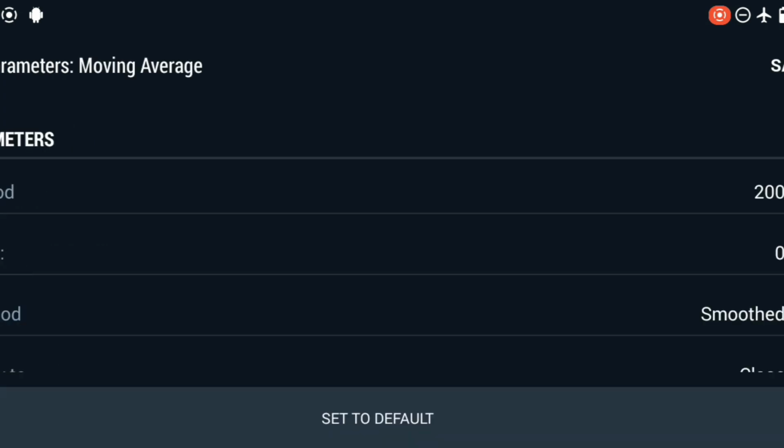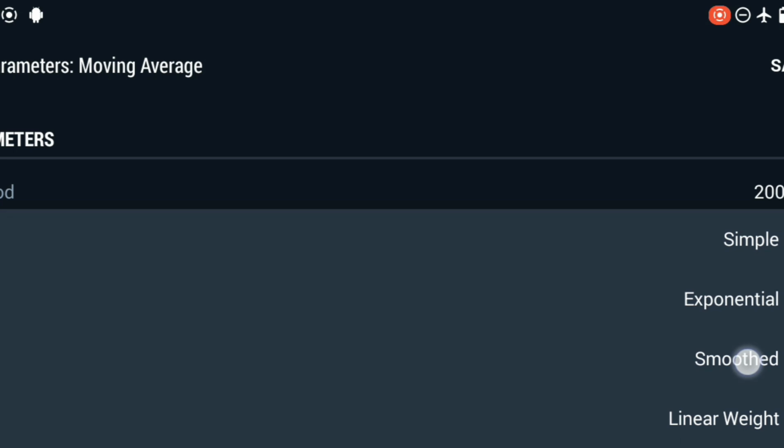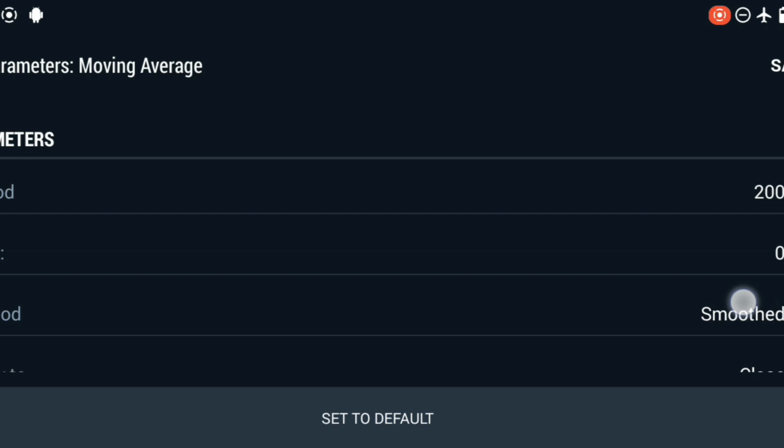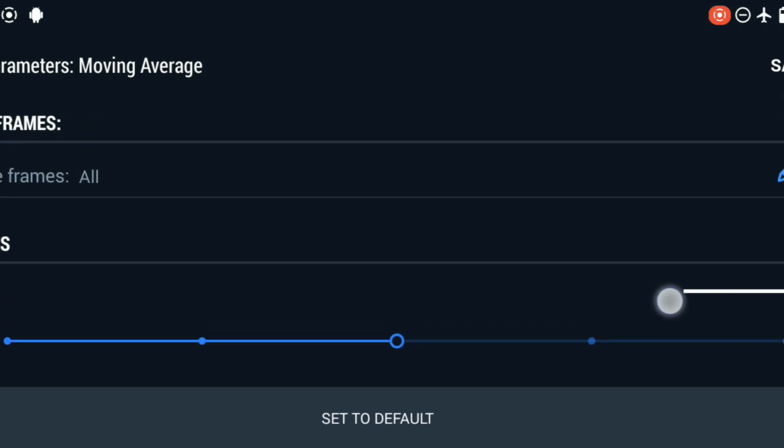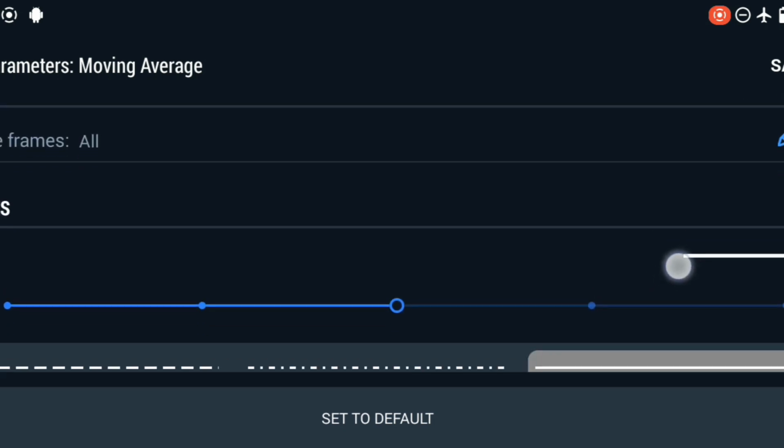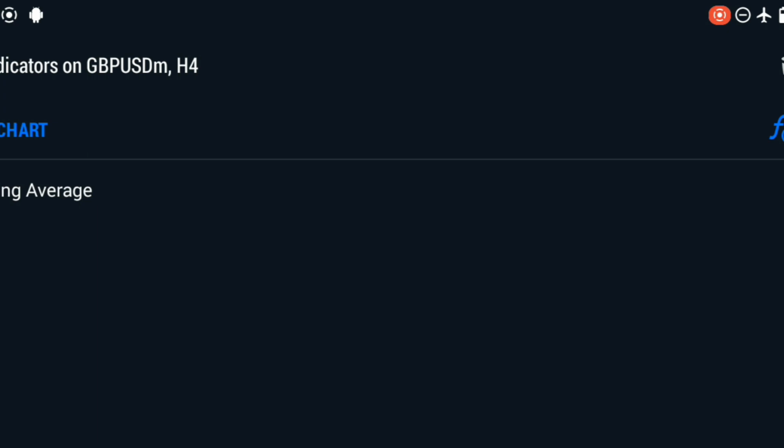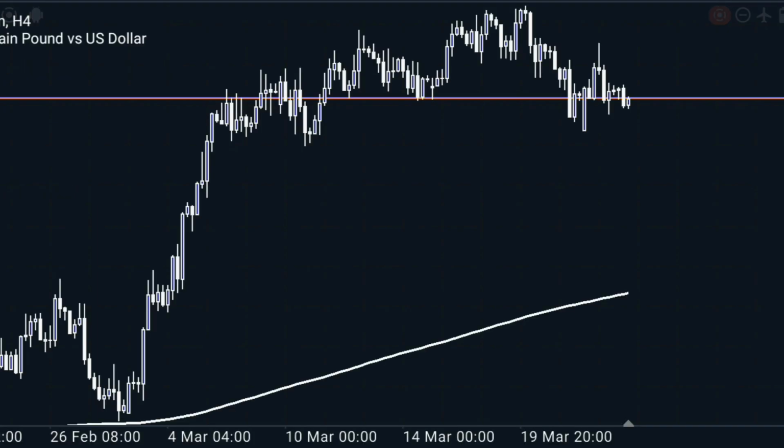So you can set the period to 200 moving average. Then the method. We have simple, exponential, smoothed, then linear weighted. You put the smoothed moving average. And you can also choose the color if you prefer. So I choose white. It's been applied.